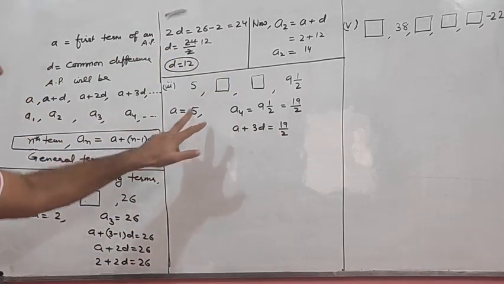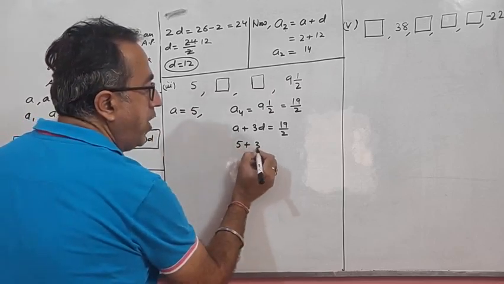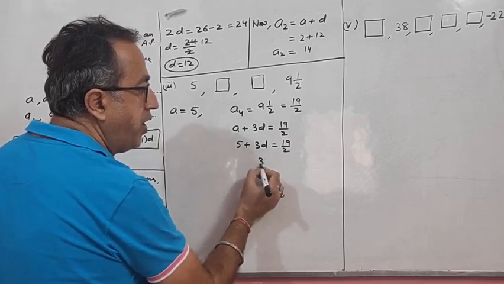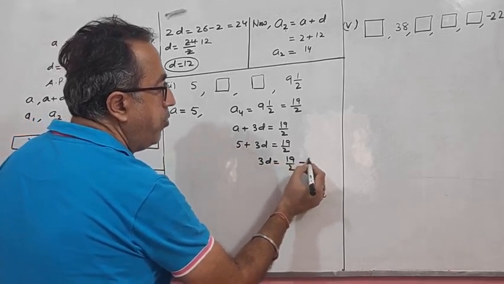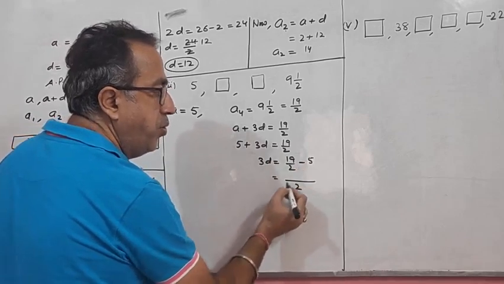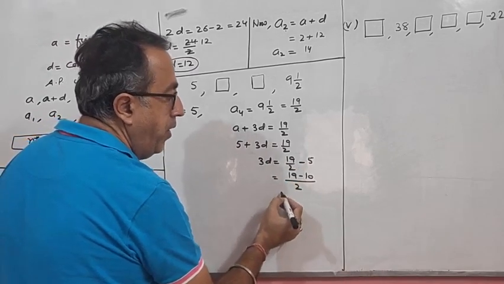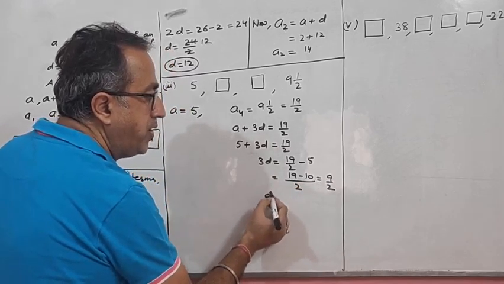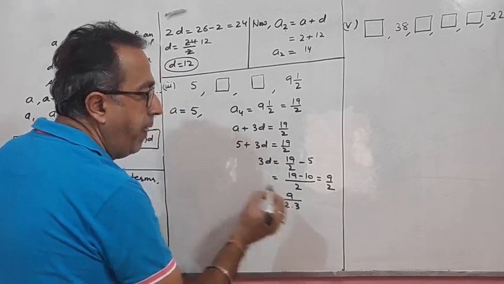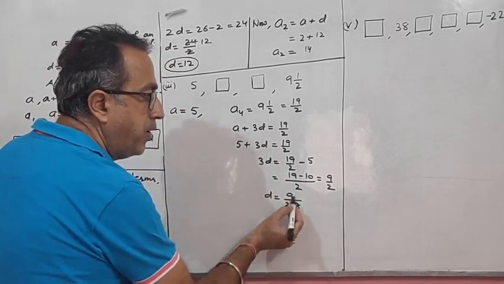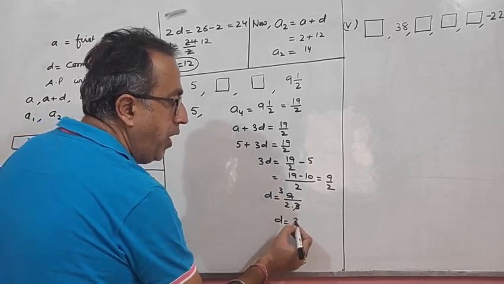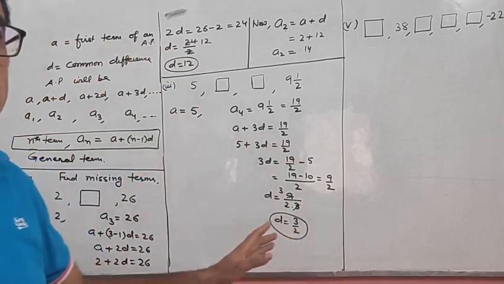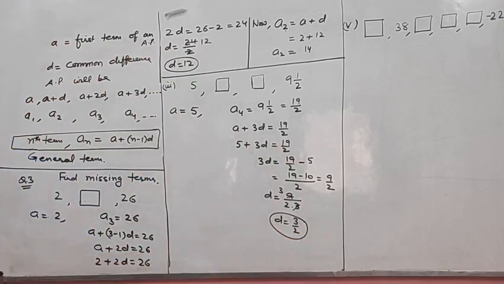And put the value of A, 5. 5 plus 3D equal to 19 upon 2. Now shift this 5 to the right-hand side: 19 upon 2 minus 5. Take LCM, it is 2. 19 minus 10 is 9 by 2. So 3D equal to 9 by 2. Shift this 3 to the right side. It will divide: 9 upon 2 into 3. 3 3s are 9. So D is 3 upon 2. In this way, we have found D, which is 3 by 2.